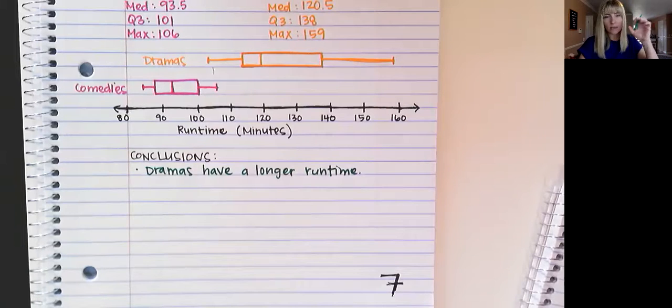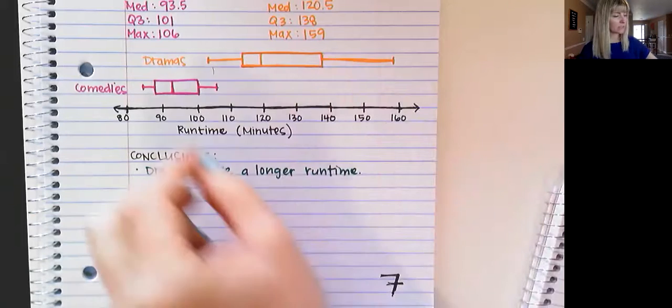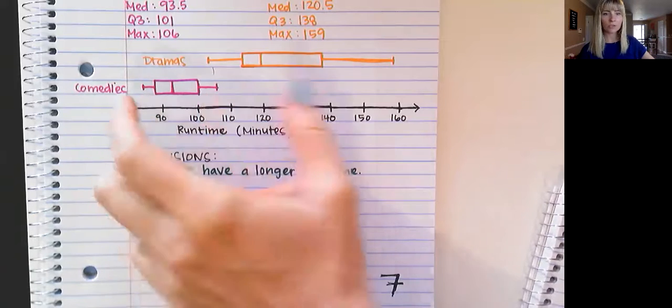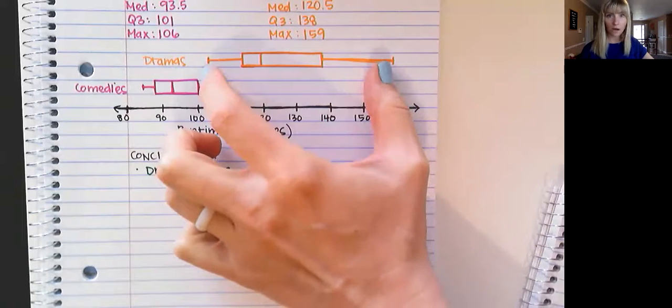Now, something else that's always really important, and this is one of the most useful things about a box plot, is it shows you, as we talked about, the variability. In other words, how is it spread out? Not only are dramas a lot higher, but I see that this whole comedies box plot is really small, and this dramas plot is a lot longer.